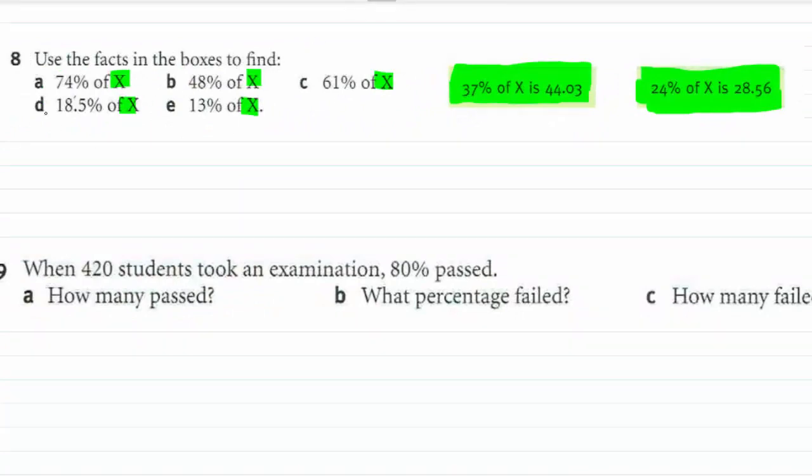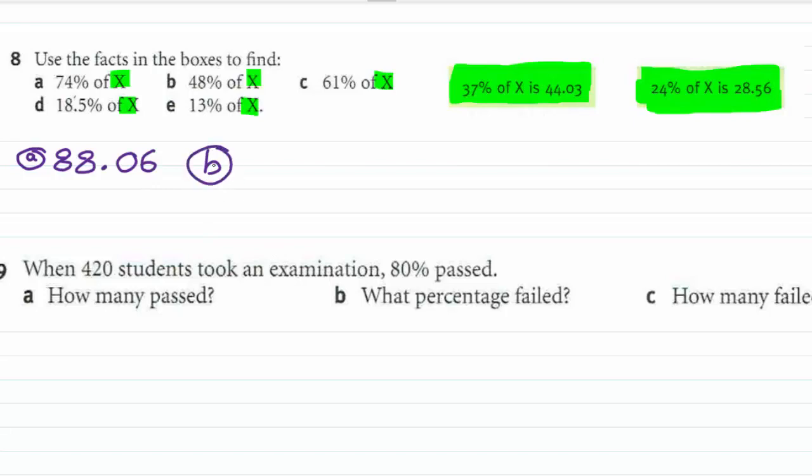Now, 74, it's clear that 74 is 2 times 37. So to get the answer of 74%, you're going to multiply this result by 2. So the answer of part A is 44.03 multiplied by 2, that gives 88.06.